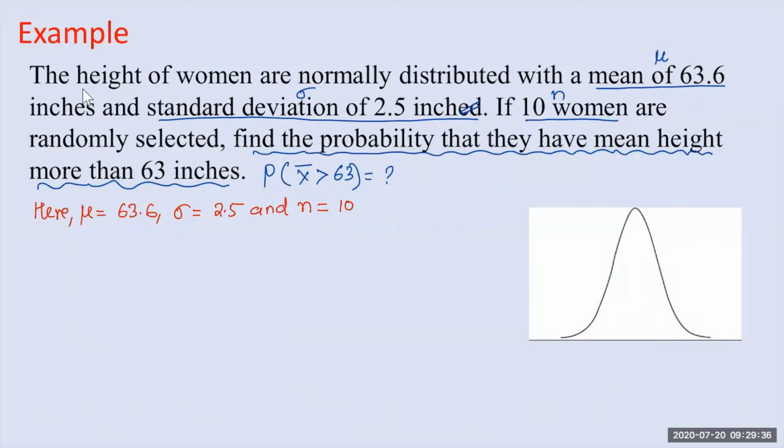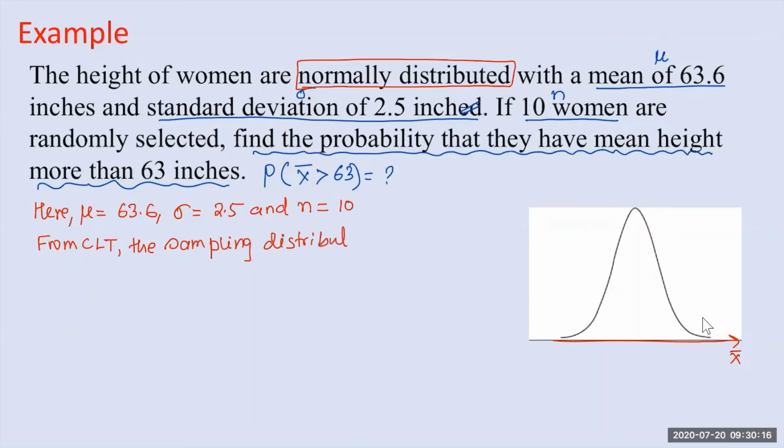So let's read the question again. The height of the women are normally distributed. See, they said that the population is normal. So what we know from the second part of the central limit theorem is, if the population is normally distributed, then the sampling distribution is also normal. So if I have the x bar along the x-axis, this is also normal from the central limit theorem. So we write, from the central limit theorem, make sure you write this, the sampling distribution of sample means is normal.